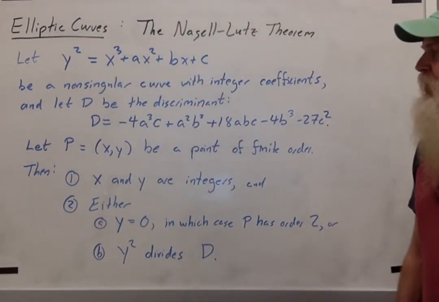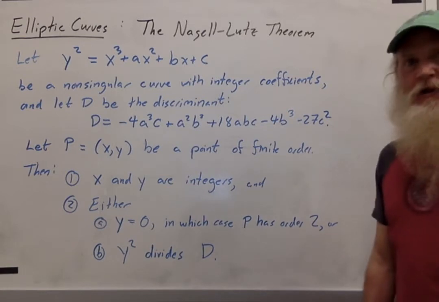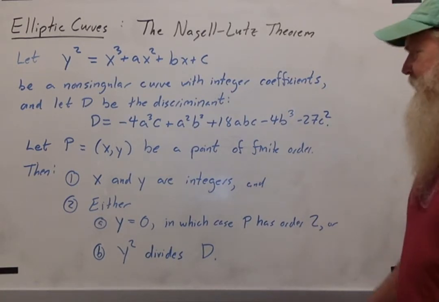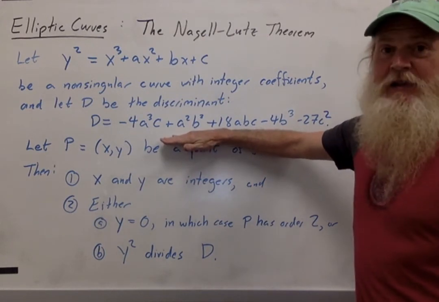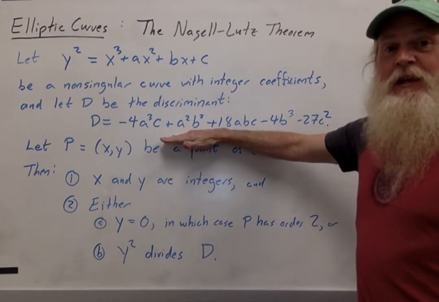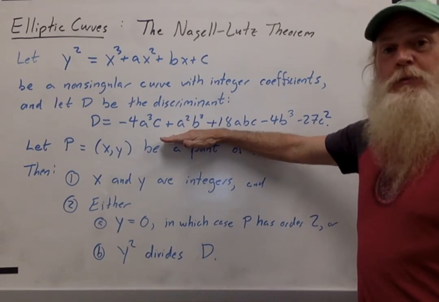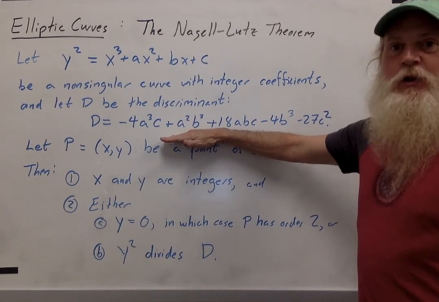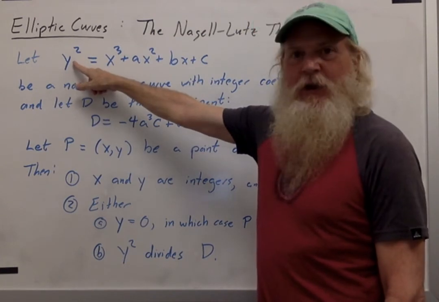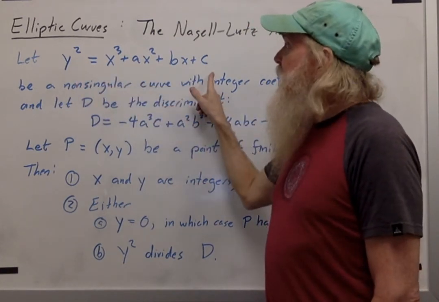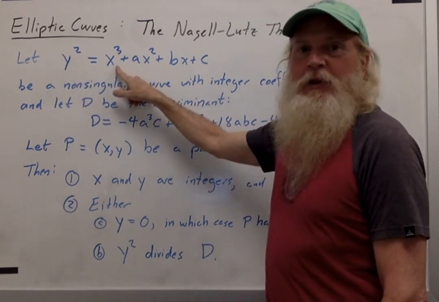In fact, it means that you can find all of the points of finite order in a finite number of steps. You start off by calculating the discriminant, which will be non-zero, and then, one at a time, you look at all the perfect squares which divide into D. Substitute those in over on this side, and then that gives you a cubic polynomial.